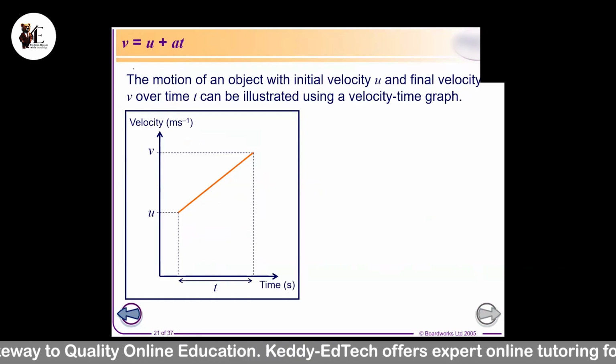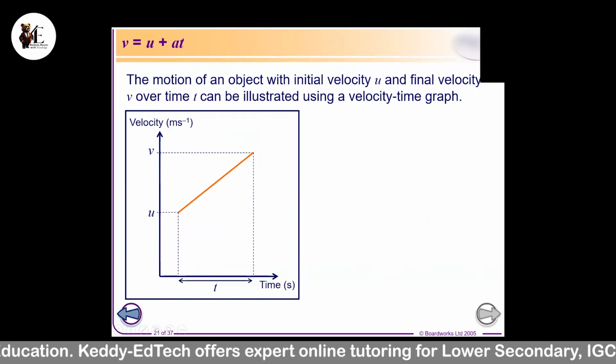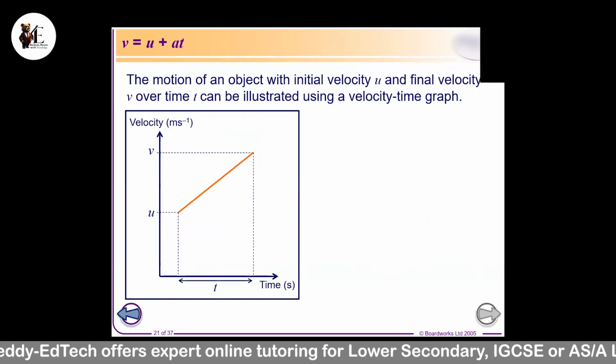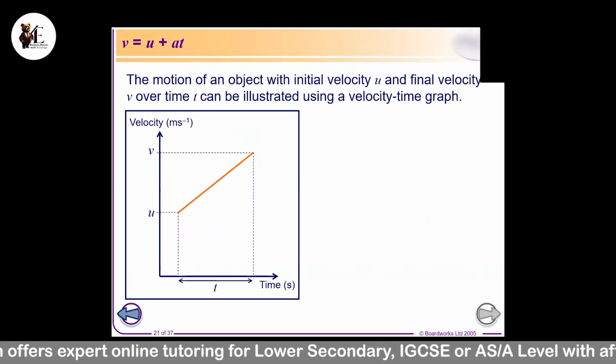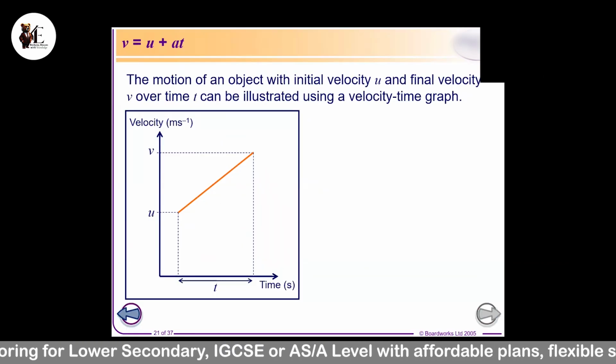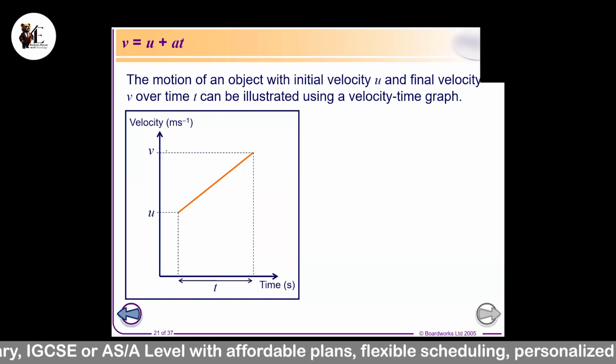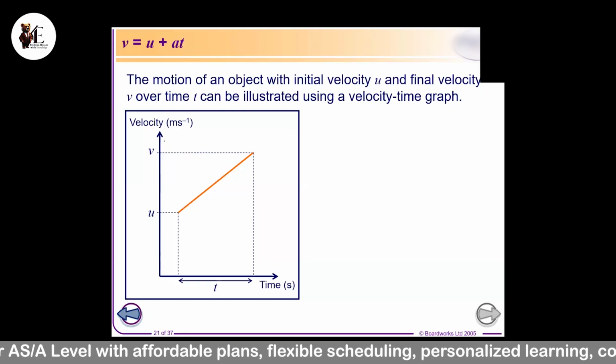So we are gonna now see how we derive the equations, right? Yes, ma'am. We are gonna see how we derive the equations. So probably we are gonna do that one by one. So first equation that we would be deriving is v is equal to u plus at, right? So here, this is your velocity time graph.